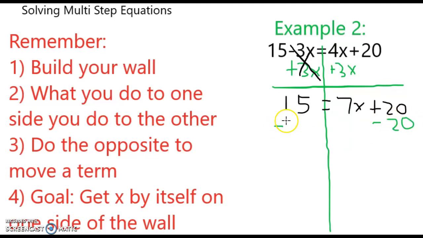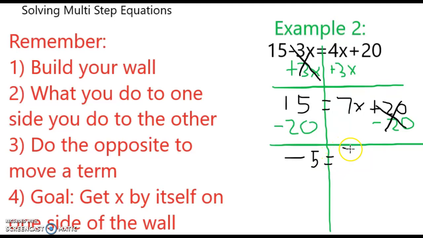All right, so we're going to subtract 20, and I get to cross this off. Negative 20, positive 20 cancel each other out. 15 minus 20 is negative 5. And over here, I've still got a 7x.